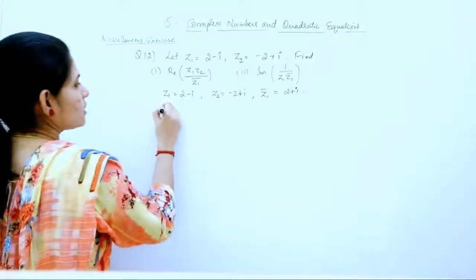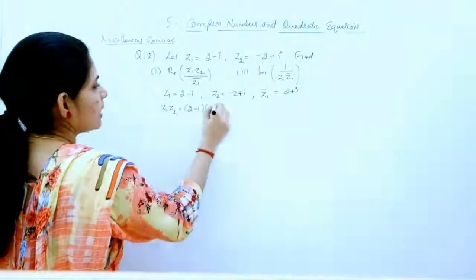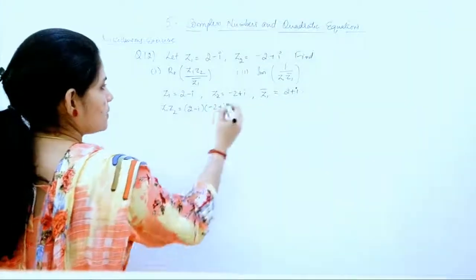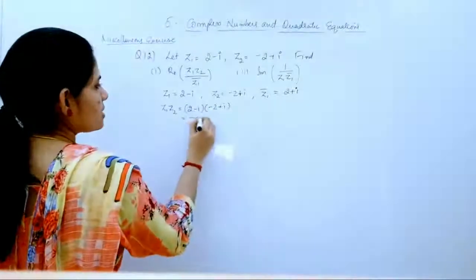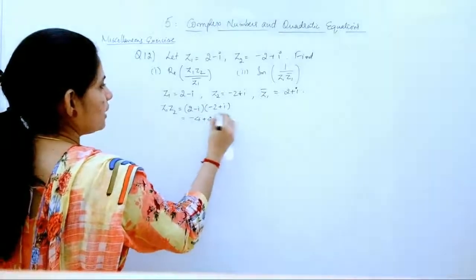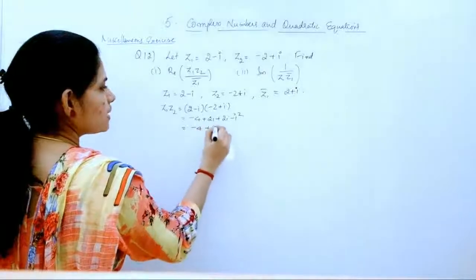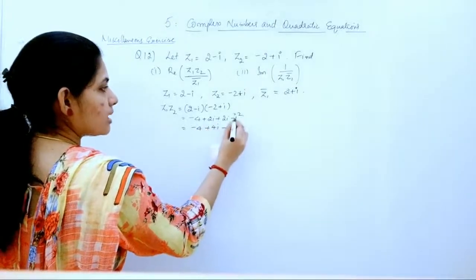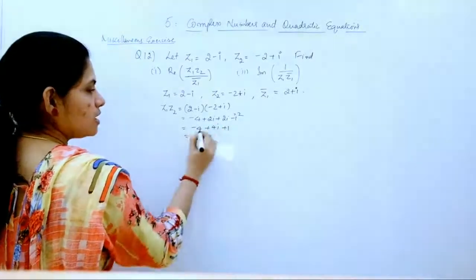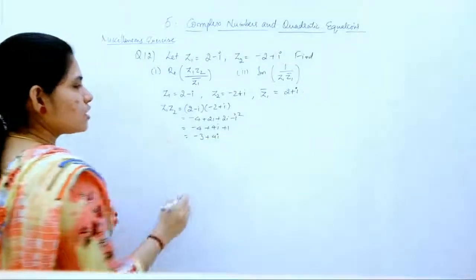Now we will start with z1 z2. (2 minus i) into (minus 2 plus i), which will give you minus 4 plus 2i plus 2i minus i square. Minus 4 plus these two will give you 4i. This will give you minus of minus 1, which is plus 1. So minus 4 plus 1 is minus 3 plus 4i. This is your z1 z2.